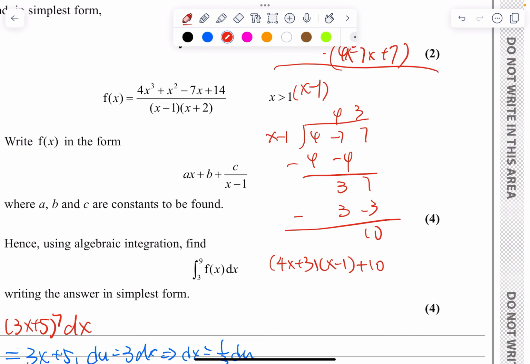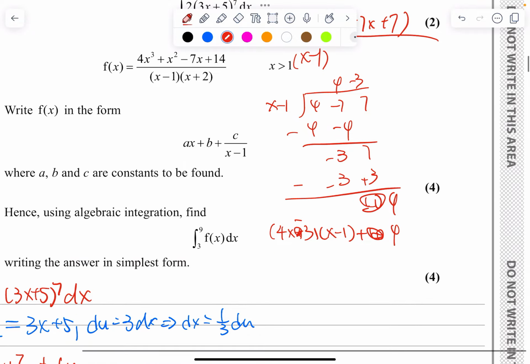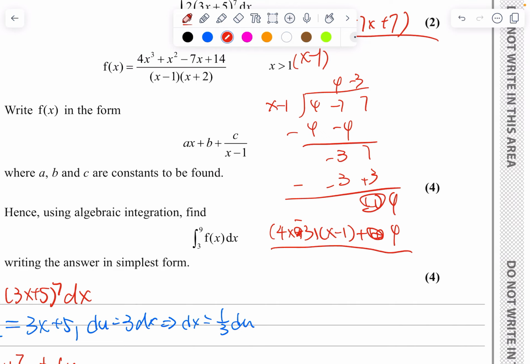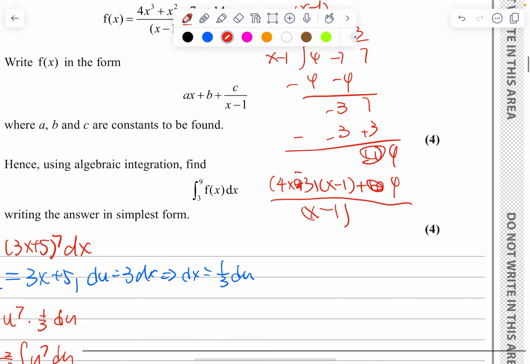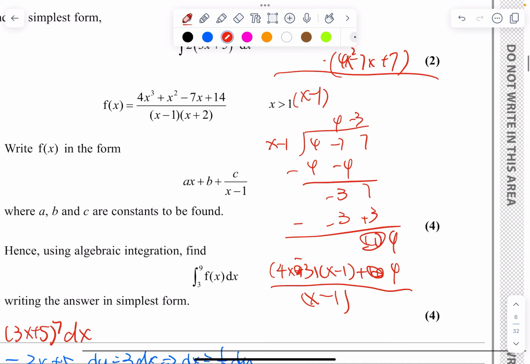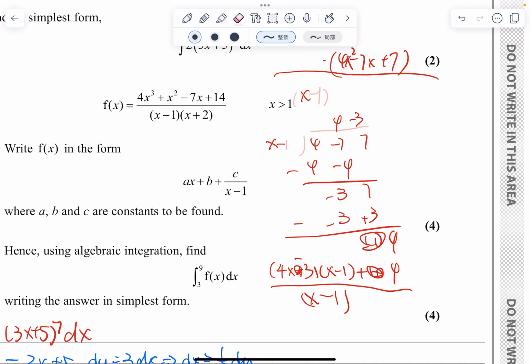Oh wait, I think I calculated it wrong somehow. This is a negative. Oh, I'm so bad. So this would be a plus. 7 minus 3 is 4. Okay, this would be a 4, and this is a minus. Okay, so it becomes this thing. Oh, it's getting really ugly. I'm so sorry. Let's see how I can write this better.